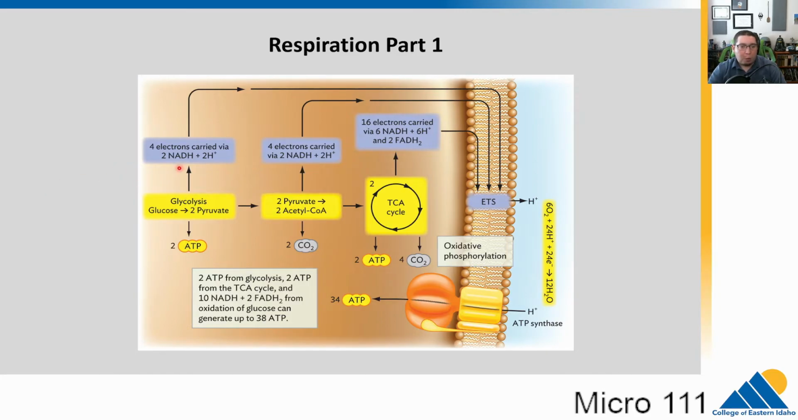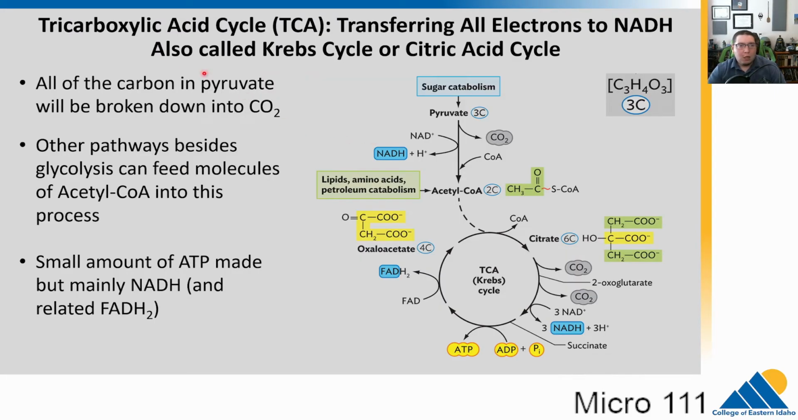Okay, so we've broken down our glucose into 2-pyruvate. We could just kind of short circuit and finish up with fermentation, or we can shove it into respiration. For respiration, these 2-pyruvates are going to get broken up into 2-acetyl-CoAs, and then those are going to get sent into this TCA cycle that we'll see here in just a sec.